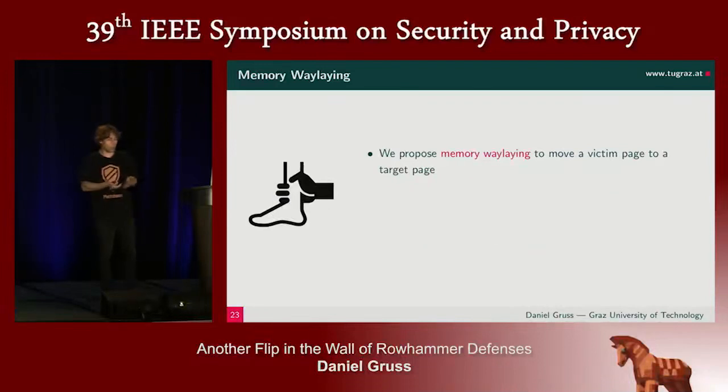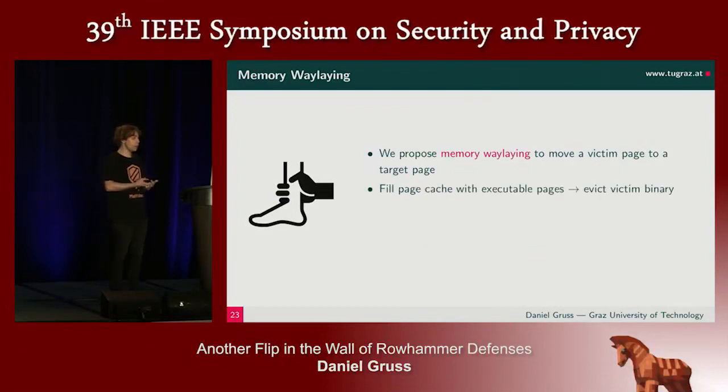However, instead, we can also just move the victim page to a target page by occupying the memory with other page cache pages. So we are evicting the page cache by filling it with other page cache pages. With that, we can evict the victim binary.